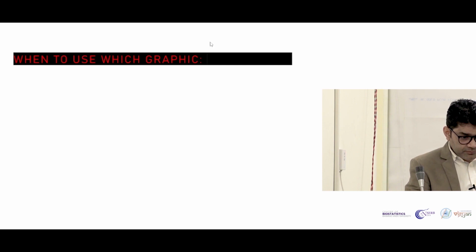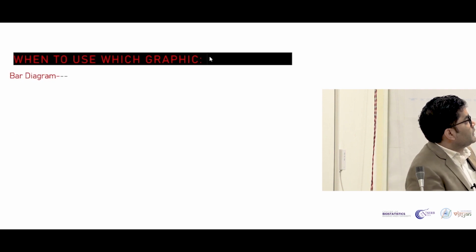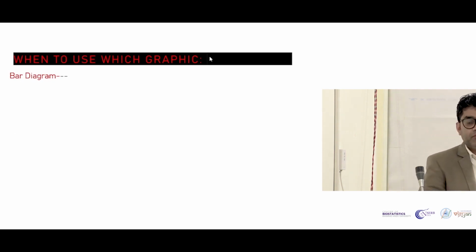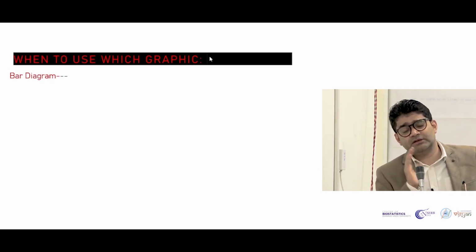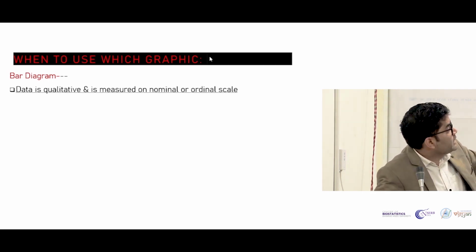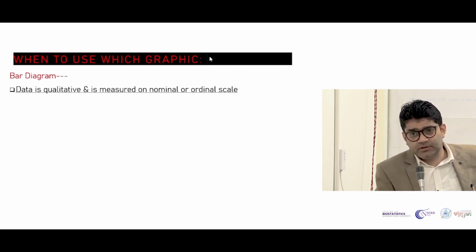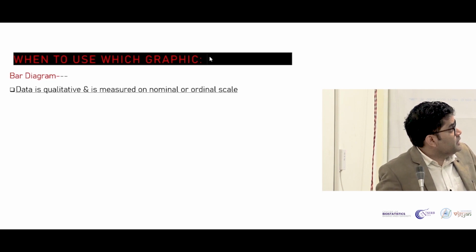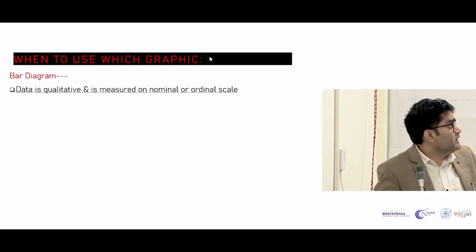Now, when to use which graphics? Okay, the very first one, bar diagram. How to make a bar diagram, SPSS will do that. But what we will see is the basic concept of when to apply a bar diagram. The very first one, data is qualitative and is measured on nominal or ordinal scale. Ideally we should make a bar diagram when the data is measured on a nominal scale or ordinal scale and it is qualitative in nature.